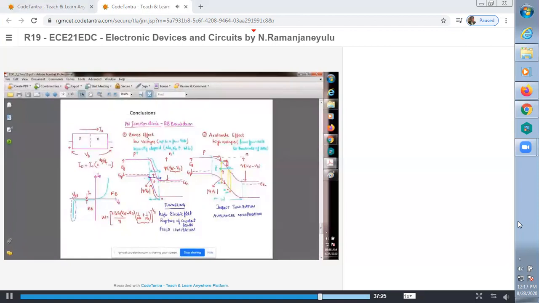In the Zener effect, breakdown occurs at low voltages and the junction is heavily doped. We already know that W equals the square root of 2 epsilon_Si by q times V0 times (1/Na + 1/Nd). Na is large because it is heavily doped, and similarly Nd is large. One by a large value is small, and a small value multiplied gives a small result, and it is under the root, so W is very, very small due to heavy doping.